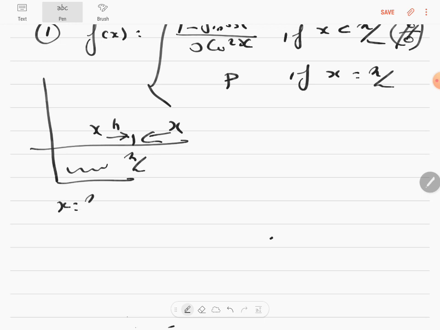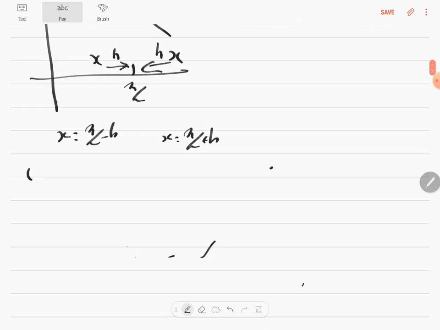x is equal to pi by 2 minus h for the left limit, and x is equal to pi by 2 plus h for the right limit. So you understand how to write the left limit and the right limit: pi by 2 minus h and pi by 2 plus h. Now take the left hand limit. Let's solve the left hand limit. How do you write that?